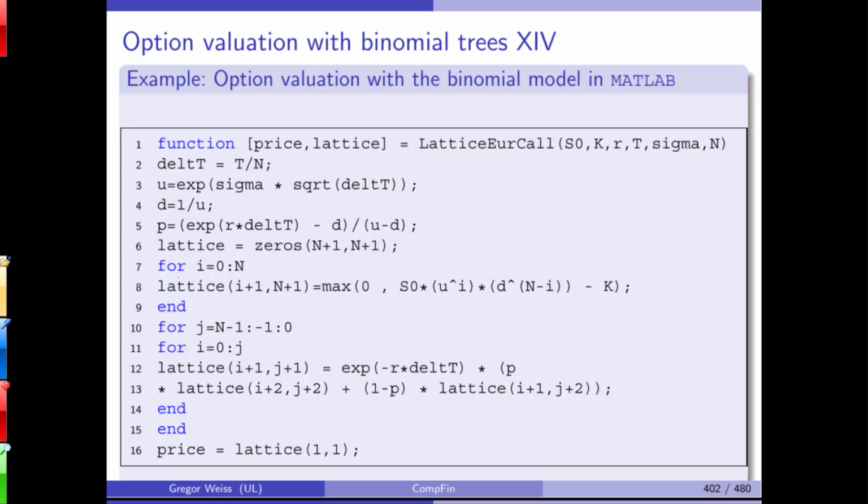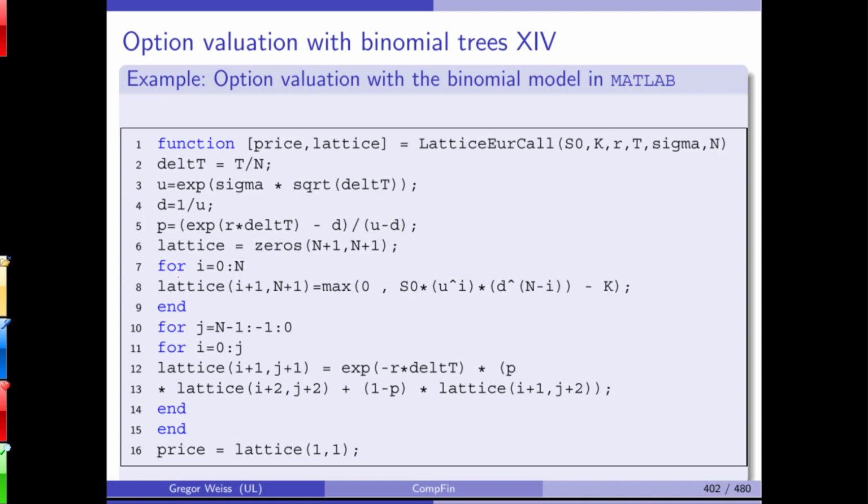So let's do this in MATLAB. We call this function LatticeEuropeanCall. As input parameters, we have the stock price S0, the strike, interest rate, maturity, volatility, and the number of steps n we want to discretize continuous time here. Delta t is then the maturity divided by n, the number of steps. u, d, and p are parameters that can be calculated right at the start. So we're using this calibration of the binomial lattice model.